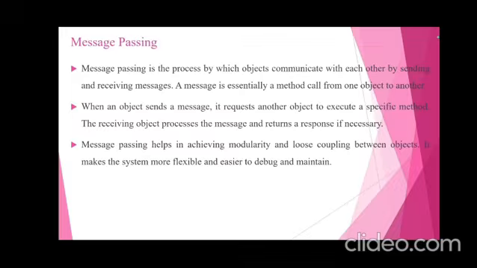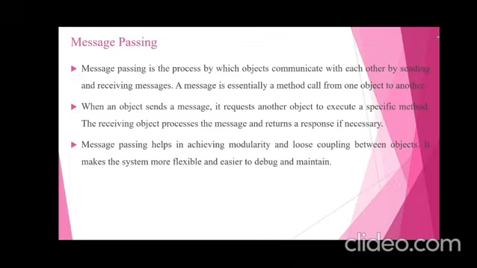And the next point is, when an object sends a message, it requests another object to execute a specific method. The receiving object processes the message and returns a response if necessary. It means one object asks another object to perform a particular action by calling one of its methods. The object that receives the request will execute the method and, if needed, send back a result or output. So objects communicate by sending requests and receiving responses through method calls.